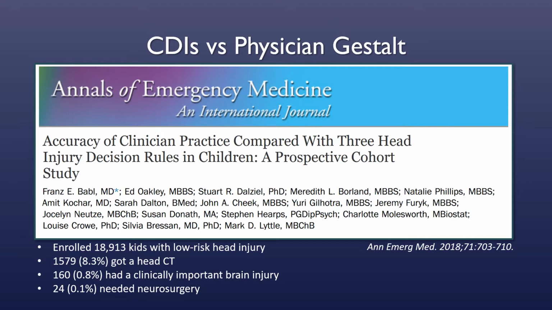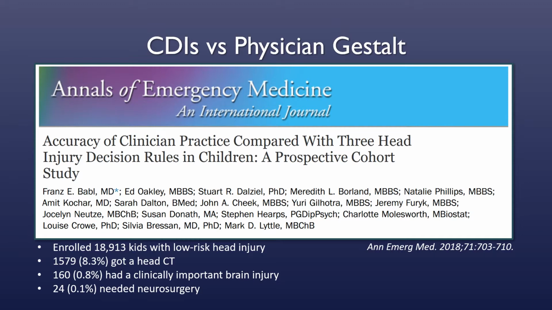This is a paper that was published in the Annals of Emergency Medicine, and in it, the authors did a prospective evaluation of clinical gestalt versus the PECARN, CHALICE, and CATCH clinical decision rules for kids who bonked their heads. Basically, all of the physicians just made a clinical decision about whether they thought that the kids they evaluated needed a head CT based on their clinical gestalt. And then a researcher applied all three of the decision tools to the same patients.